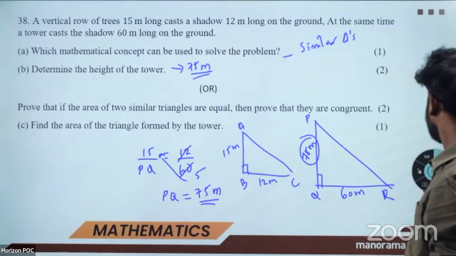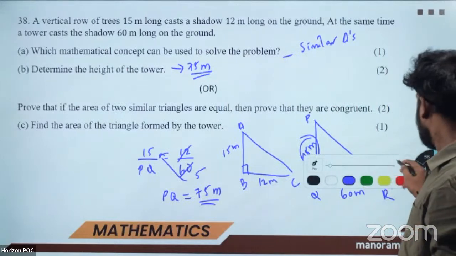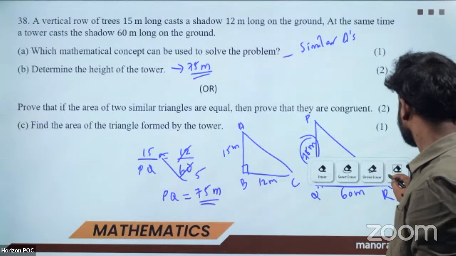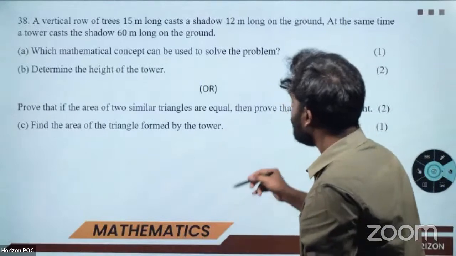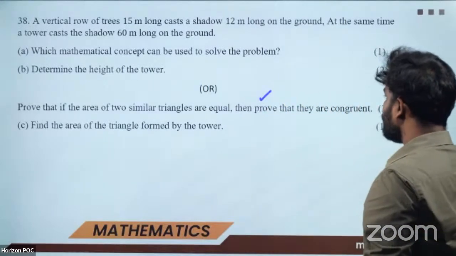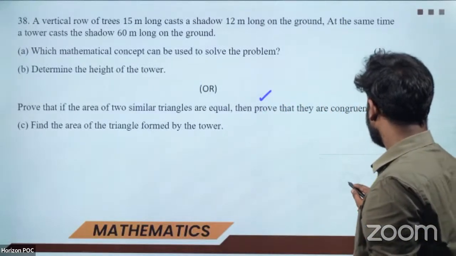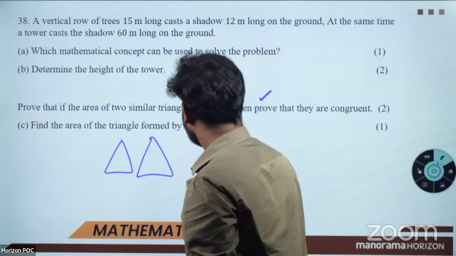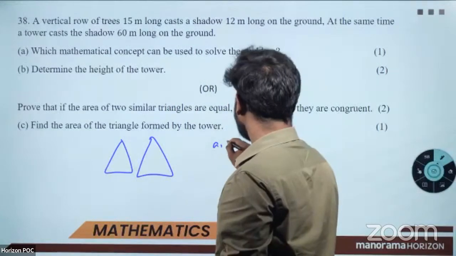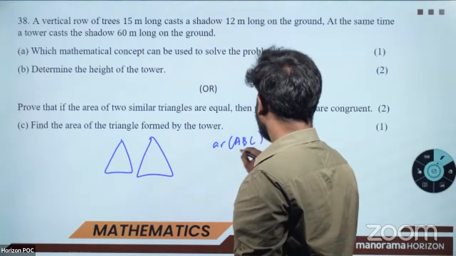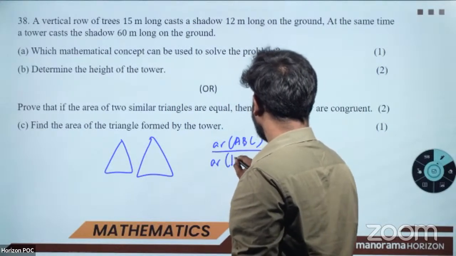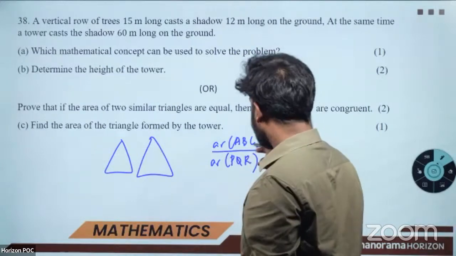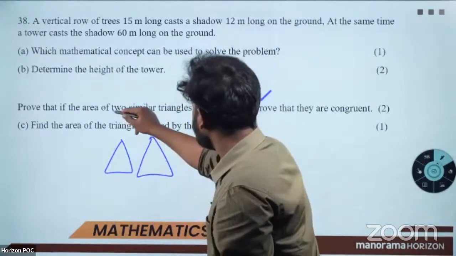Understood? Okay. Now, what is the next part of the question? Next part, prove that if areas of two similar triangles are equal, they are congruent. So that is easy. If you have two similar triangles, and the areas of the two similar triangles are equal, so area of ABC by area of PQR, they are equal because it is given that the areas are equal.